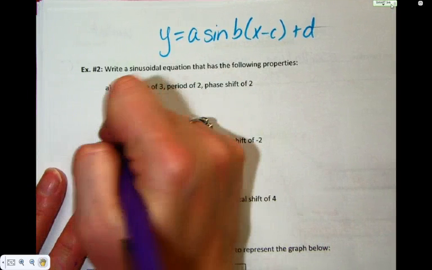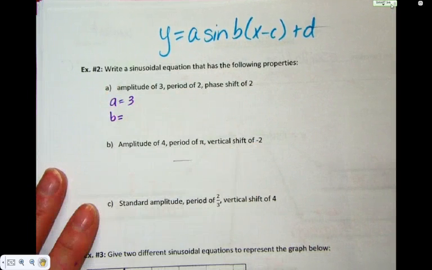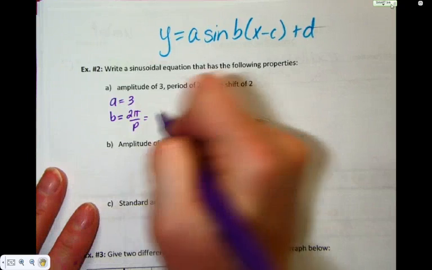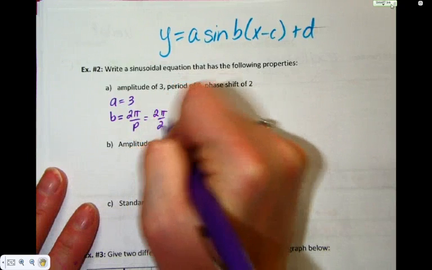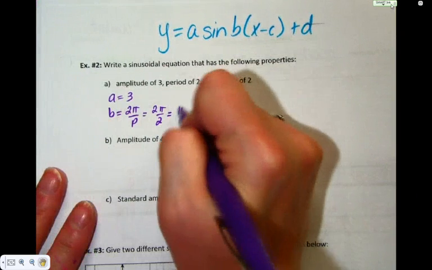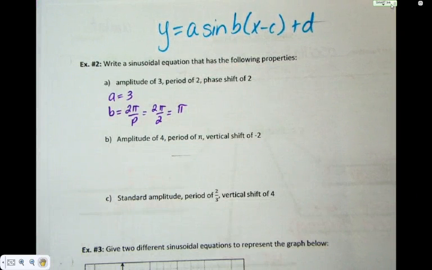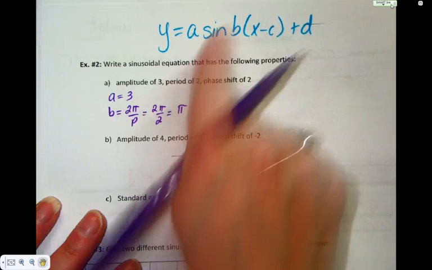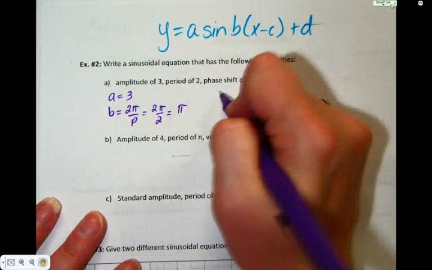So if I'm given the period, how do I find the B value? 2 pi divided by the period. And the period they've given us is 2. So 2 pi divided by 2 is pi. So again, P and B are not exactly the same, they're just related to each other. Phase shift of 2, which of these letters in here is the phase shift? C.